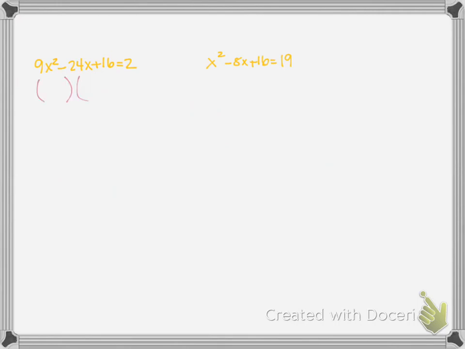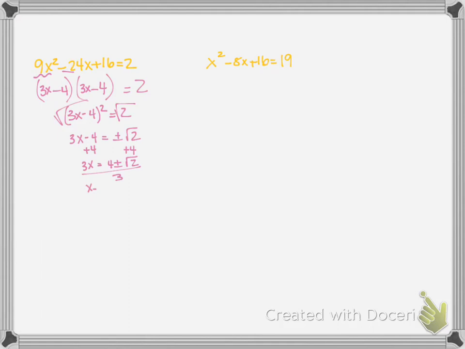Okay, my next one here. 16, I need a 4 and a 4, but I need a negative, so we make them both negative. And then to get me that 9, I need a 3x. So 3x minus 4 squared equals 2. Square root them. 3x minus 4 equals plus or minus the square root of 2. Add 4. Divide all by 3. So 4 plus or minus the square root of 2 all over 3.